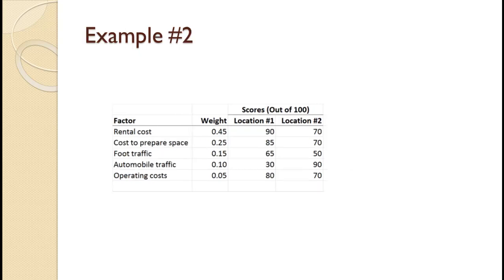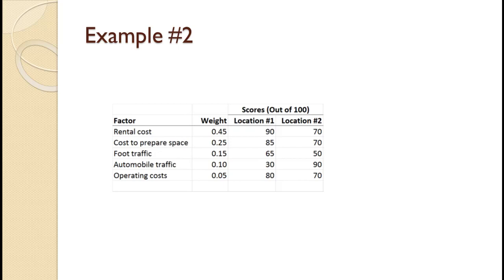A local barber is planning to move to one of 2 possible locations. Each location is in a strip shopping center. They have identified 5 factors. 1. The cost of renting the space, weighted at 0.45. 2. The cost of renovating the space to be a barber shop, weighted at 0.25. Remember, lower cost must be a higher rating.